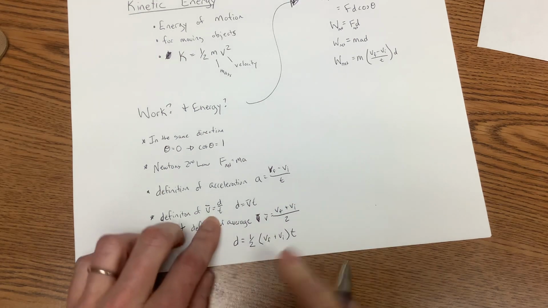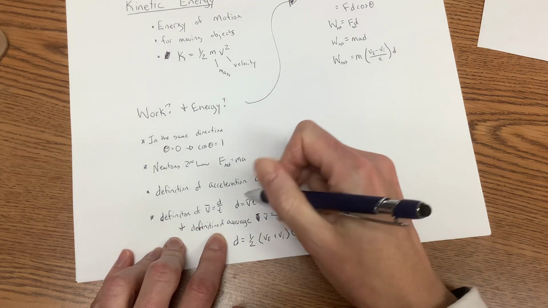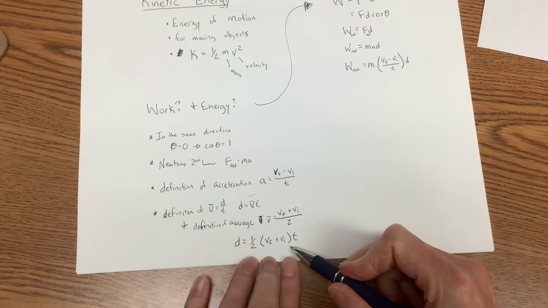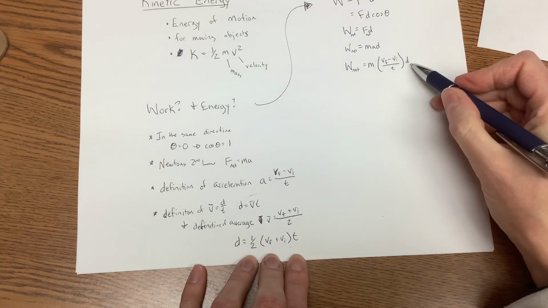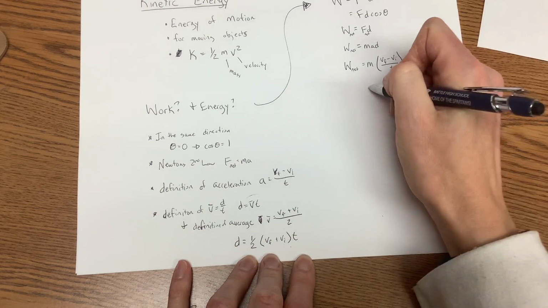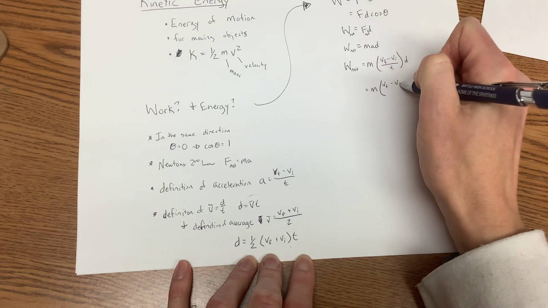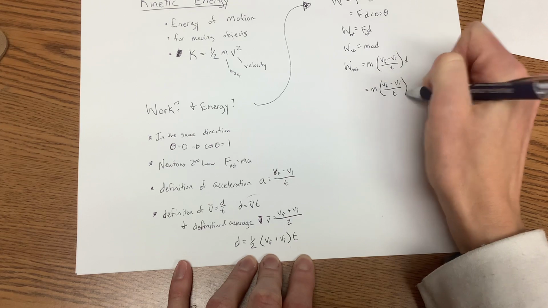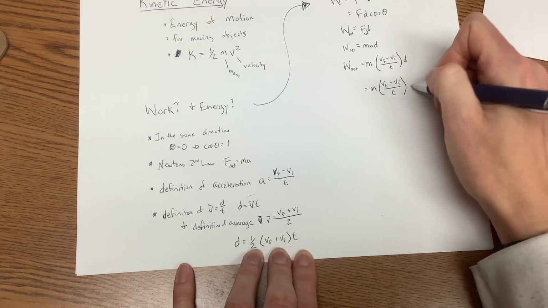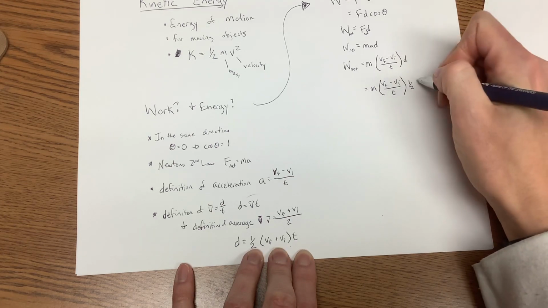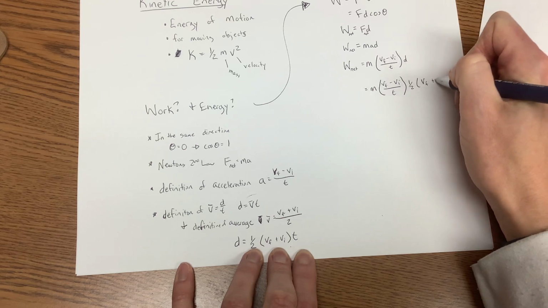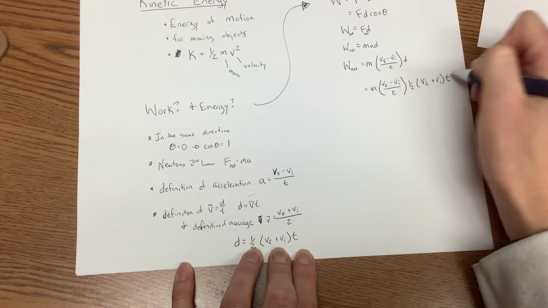See? So we've combined these two right here. This one plus this one gives you this. And now we're going to stick this in for the d. Okay, so we've got m and (vf minus vi) over t. And now I'm going to put this junk in here. So 1/2 (vf plus vi) times t.